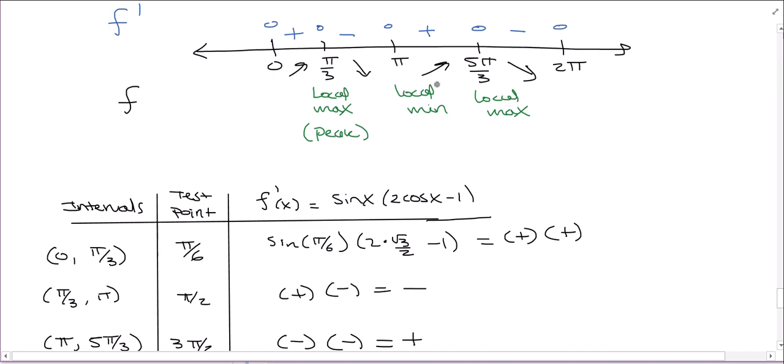So this is where they occur. How would you find what they actually are? Plug them into the original function. So the local min will be f of pi. The local max will be f of pi over 3 and f of 5 pi over 3. So you need to find the y values if you're asked for what the local maxes and mins are. Where they occur, that's different. Those are the x values, where they happen.